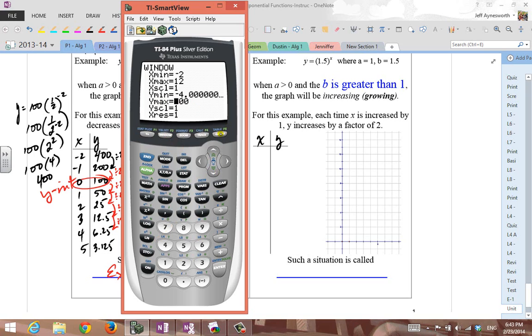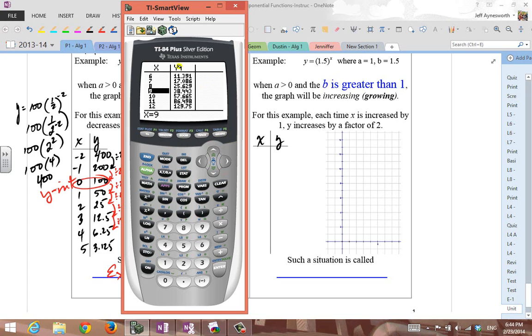Okay, so hit graph, and you can see it's a growth function. As x increases, so does y. It's growing here as x grows. Let's go ahead and plot some values. Let's get the table values first by going second graph so we can see the table.